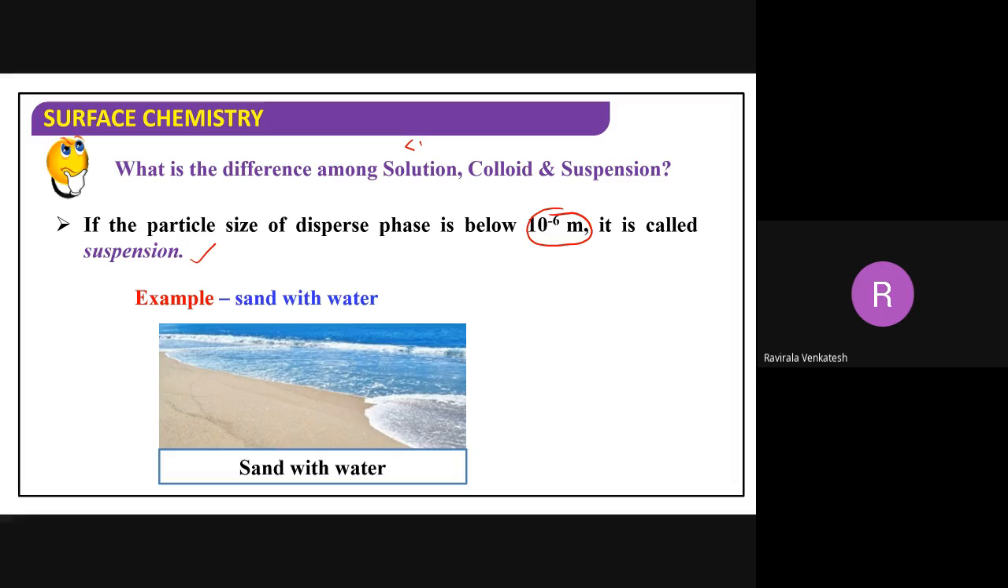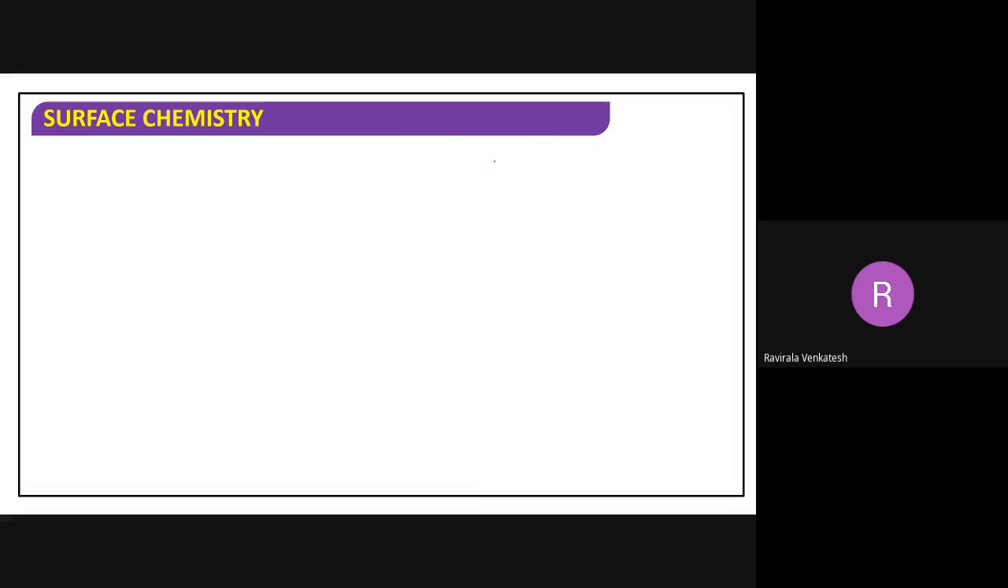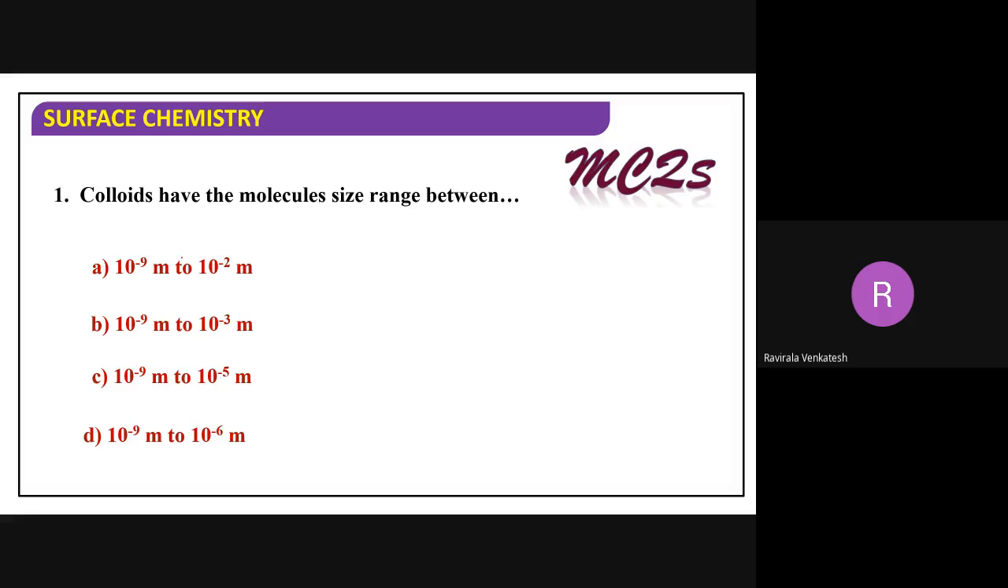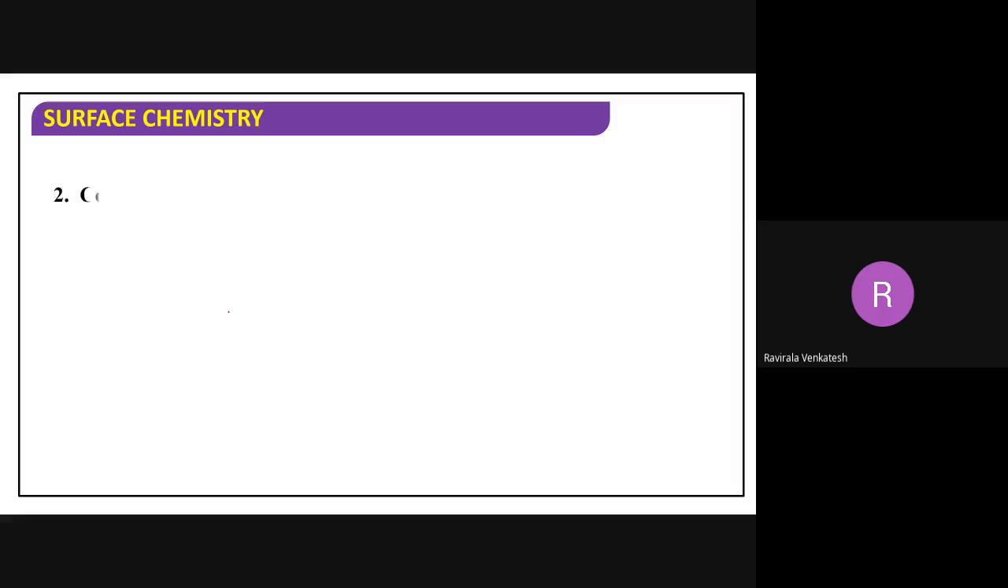Here, less than 1 nanometer. Here, from 1 nanometer, 10 to the power of minus 9, to 10 to the power of minus 6. Here, more than 10 to the power of minus 6 meters. This is about solutions, colloids, and suspensions. Let me see some questions on this. Colloids have the molecular size range between, definitely the answer will be 10 to the power of minus 9 meter to 10 to the power of minus 6 meters.